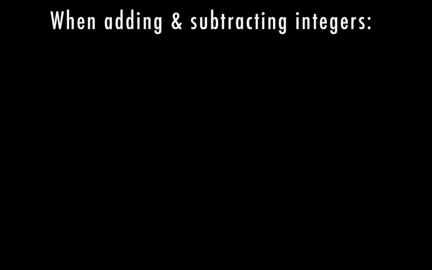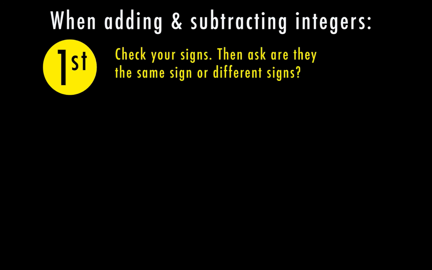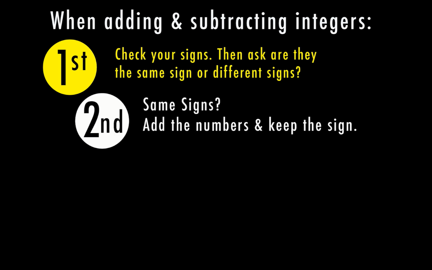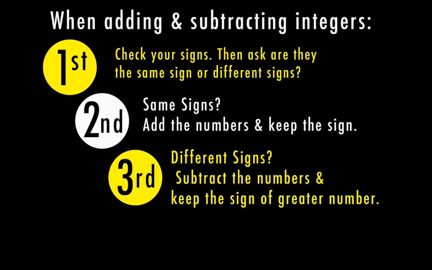So let's go ahead and recap the steps to adding and subtracting integers. So first we want to check our signs and ask if they're the same sign or different signs. If they're the same sign, we're going to add the numbers and keep the sign. If they're different signs, we're going to subtract the numbers and keep the sign of the greater number.